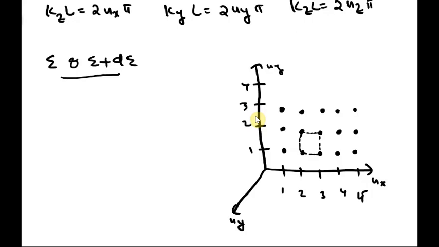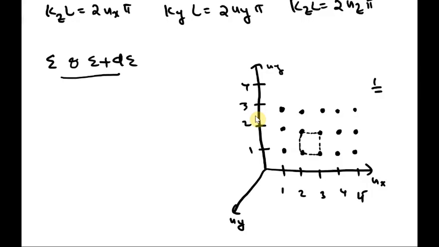So in a sense, the contribution of one point to the cube is actually 1 by 8 into 8, that is nothing but 1. So each cube in this number space corresponds to a particular energy state.